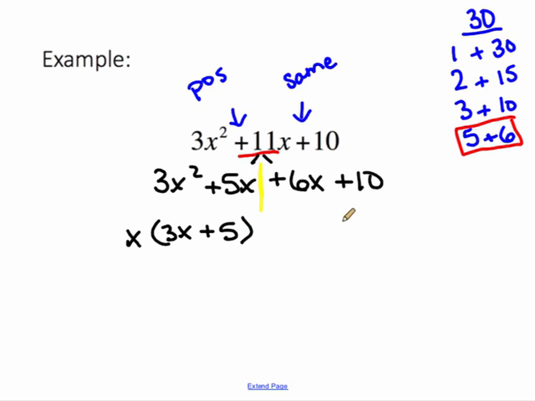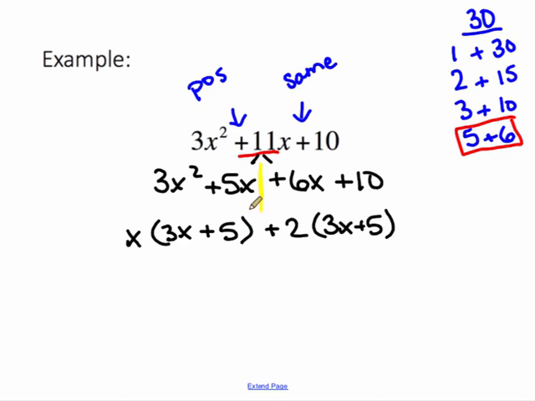Now we're going to do the exact same thing on the right side, so the 6x plus 10. What is the greatest common factor of 6x and 10? It's a positive 2. So we're going to factor out positive 2. 6x divided by 2 is 3x. 10 divided by 2 is positive 5.